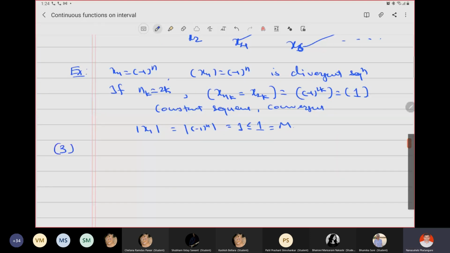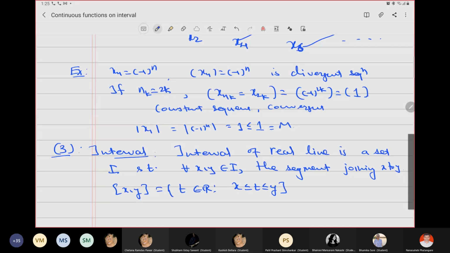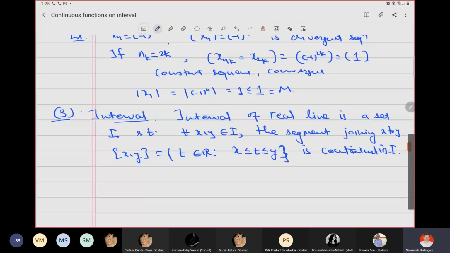Okay, now the third point I would like to explain: what is an interval? An interval of the real line is a set I such that for any x and y in I, the segment xy, the segment joining x to y, that is, all those t such that t lies between x and y, is contained in I. So what is the definition of an interval?